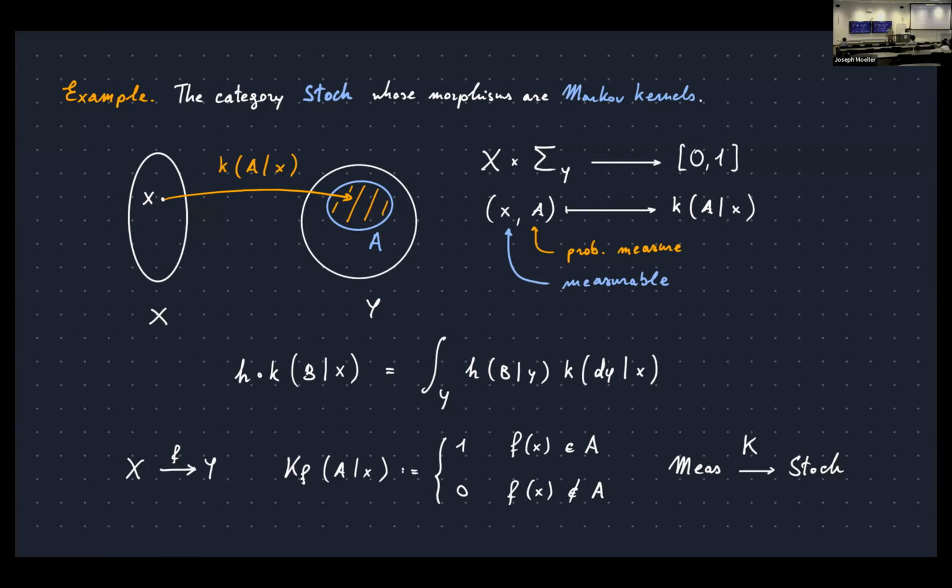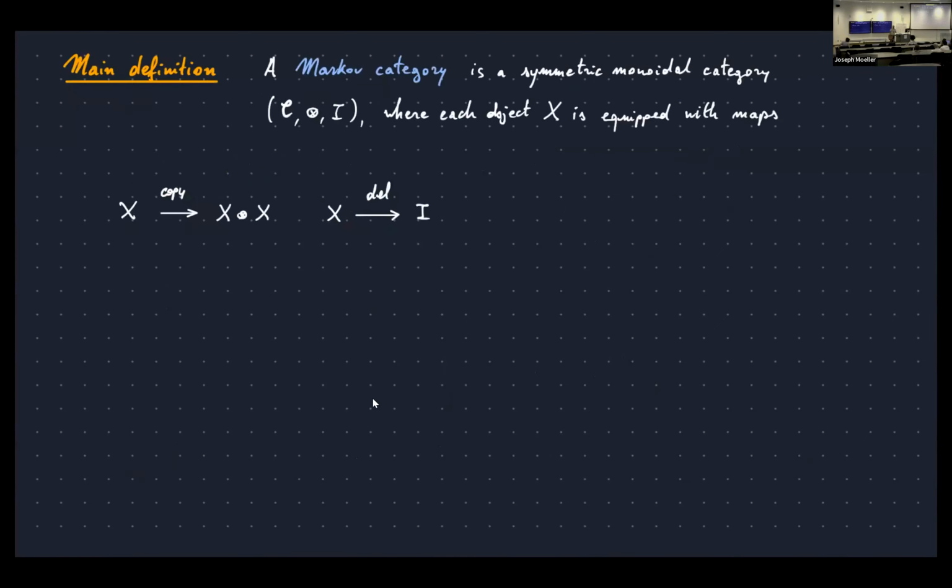What's a Markov category? A Markov category is a symmetric monoidal category where, moreover, each object has two distinguished maps, which we call copy and delete or discard. And we write them in terms of string diagrams. So we read our string diagrams going upwards, like in physics. So this map goes from x to x tensor x, and this map goes from x to nothing, where nothing is the monoidal unit.